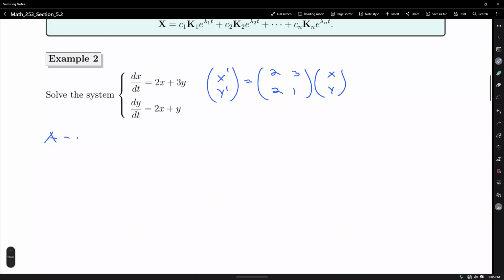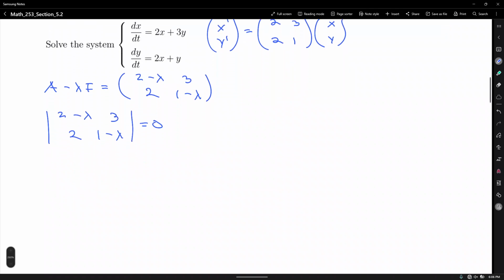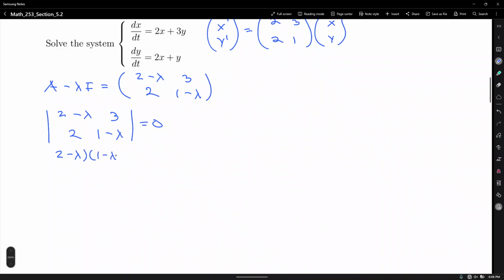A minus lambda I, that is [2 minus lambda, 3; 2, 1 minus lambda]. The 3 and 2 remain the same. Find the determinant of this matrix and let that be equal to 0. You guys know how to solve this problem, right? Well, let me do the whole thing, since we're still going to see this. This is equal to 2 minus lambda times 1 minus lambda, minus 3 times 2, which is 6, equal to 0.